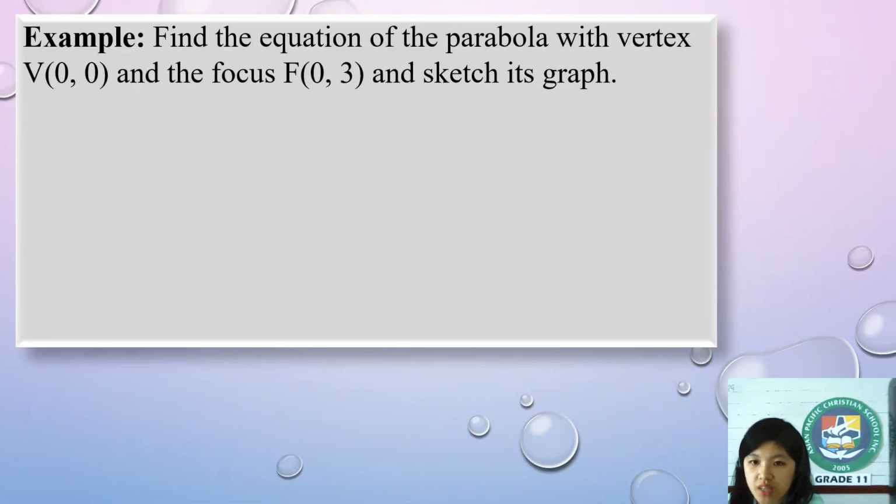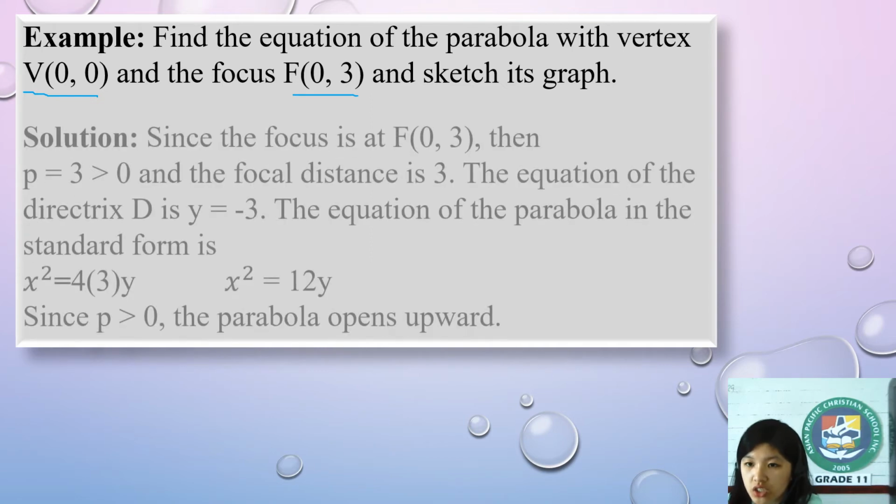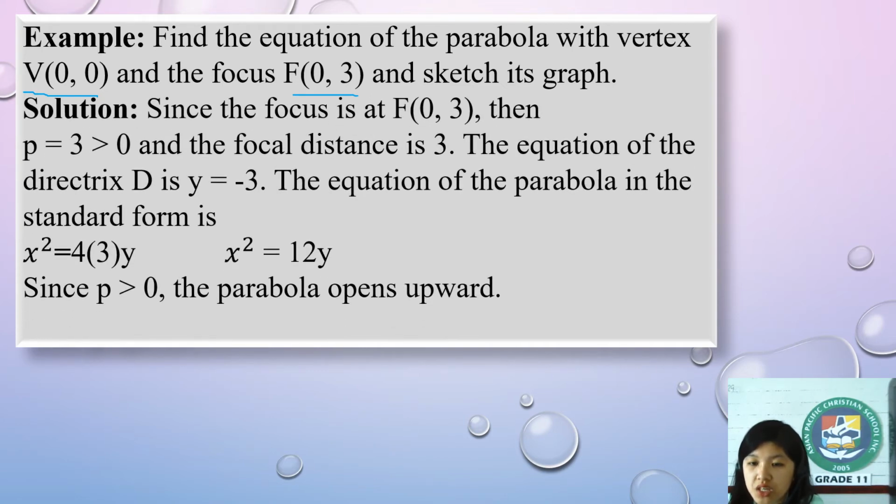So, let's have example. Find the equation of the parabola with vertex origin ulit, and the focus will be 0 and 3, and sketch the graph. So, the solution will be, since the focus is at f, 0 and 3, then p is equal to 3, greater than 0. Kasi, bakit? Ayan o, yung 3 is nasa y-axis tayo. Yan. 3 is greater than 0.